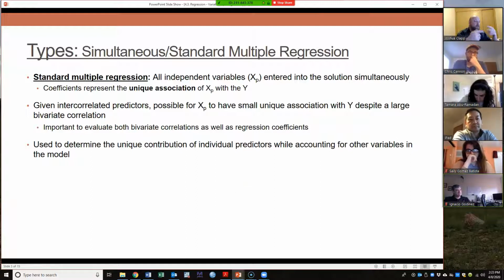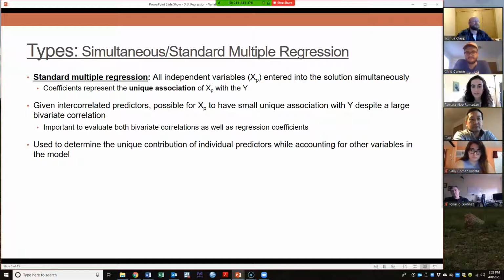Okay, and so when we're thinking about this, because we can have correlations between our individual predictors, it's possible, and it sometimes happens, and it does happen in this example, where we have a nice bivariate correlation between a predictor and an outcome, but when we put it in the model, the actual coefficient for that, the unique predictive value of that individual variable, is negligible to non-existent, right? So tomorrow, can you help us understand what's happening with that situation?